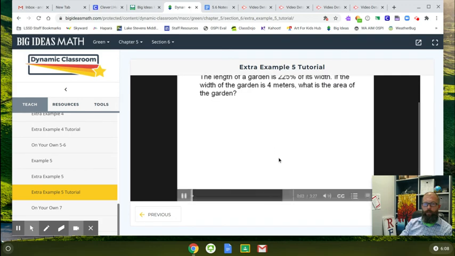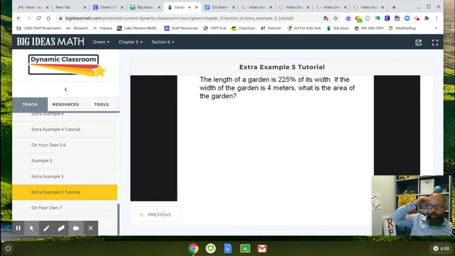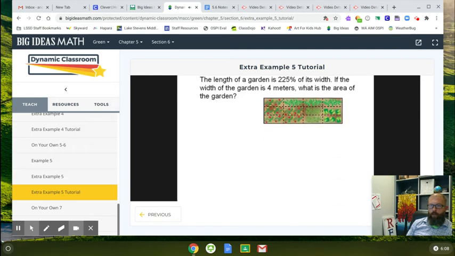The length of a garden is 225% of its width. If the width of the garden is 4 meters, what is the area of the garden? The question is asking us to find the area, which is length times width. First, let's draw a model. Models are great. We will label our model with the length and the width. We know that our width is equal to 4 meters. In order to find the area, we must first find the length.